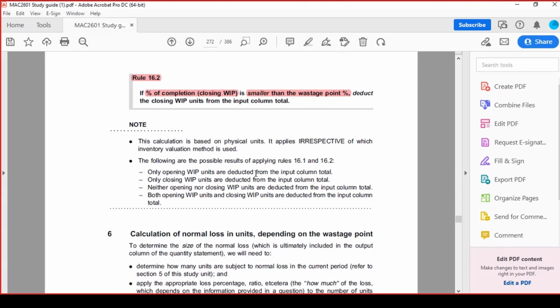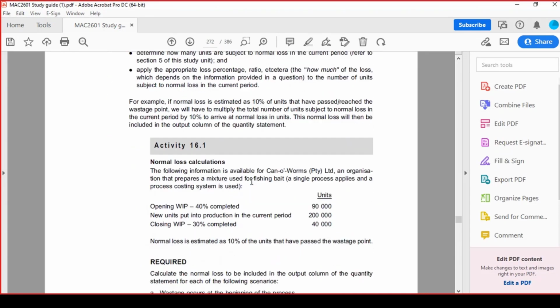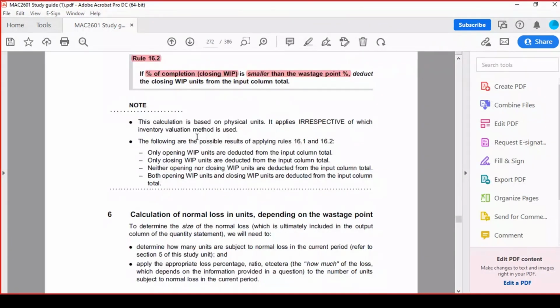So if your closing WIP within this process is, let's say, 20% complete, and it's smaller than your wastage point at the time, which might be 75%, you need to deduct this closing WIP from your input total column. As I've said, we'll do an example just now to illustrate this.